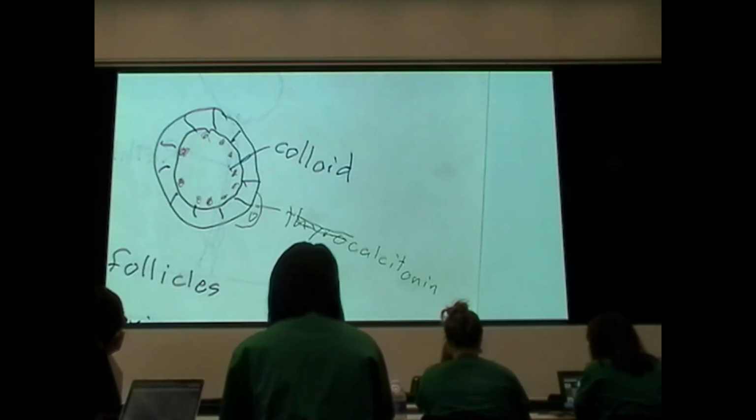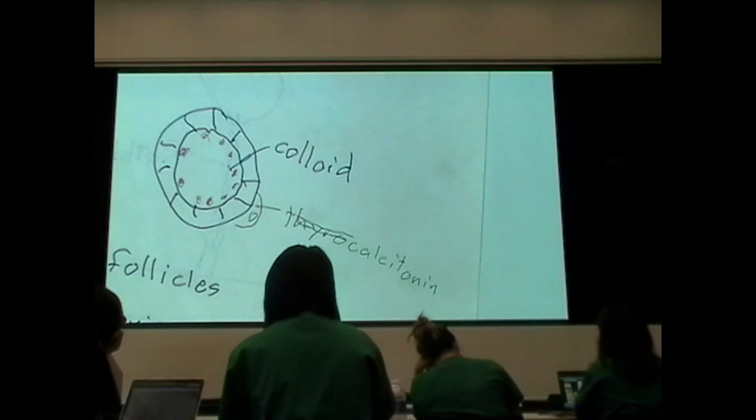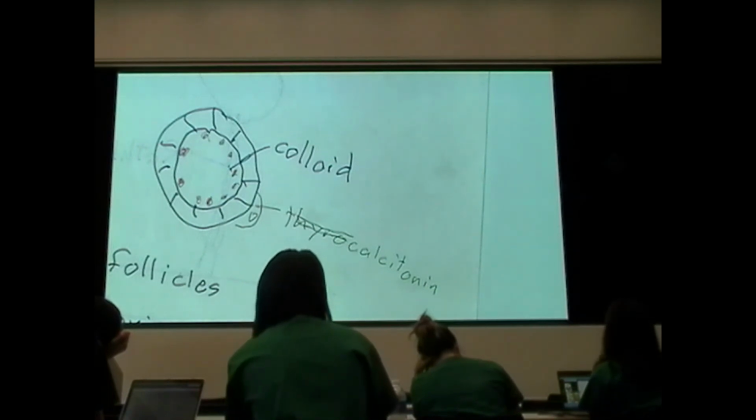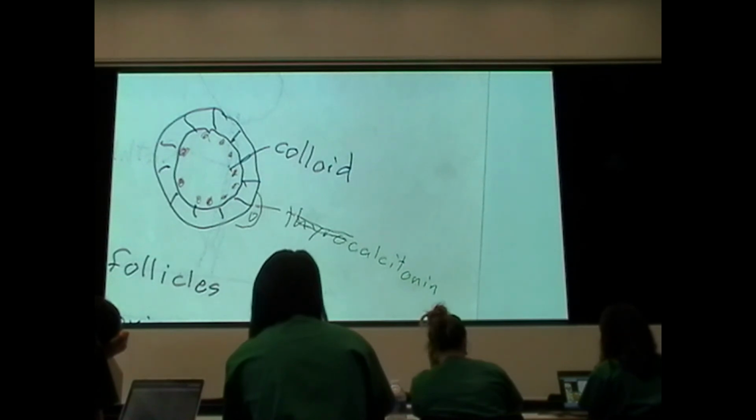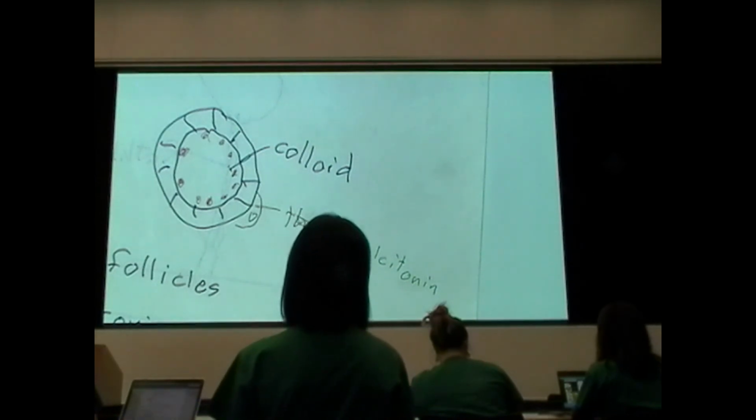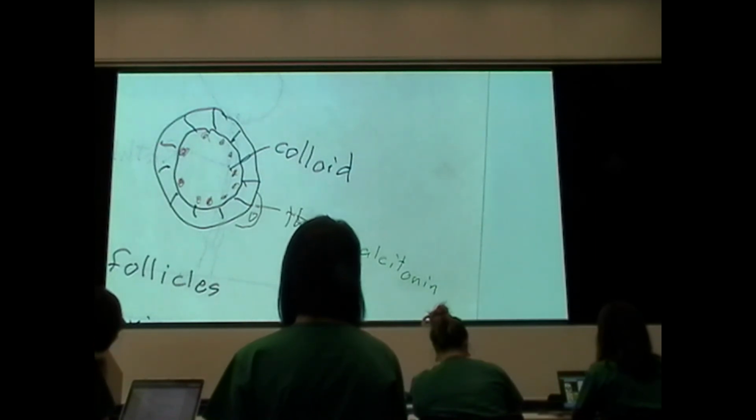These cells that sit on the outside of the follicle are known as parafollicular cells, para meaning near to, or calcitonin cells, or for short, just simply C cells. Now, what does calcitonin do? It's an important hormone, and it is related to calcium levels in the blood.